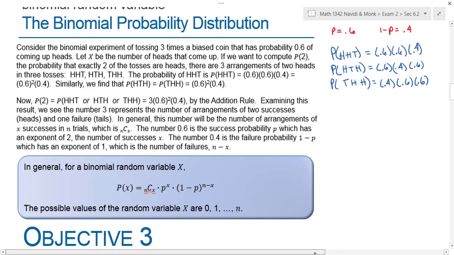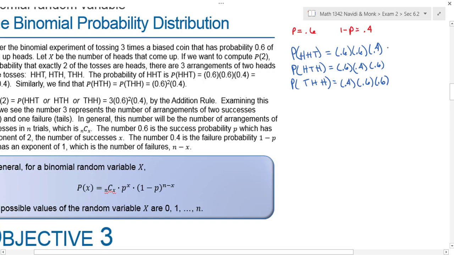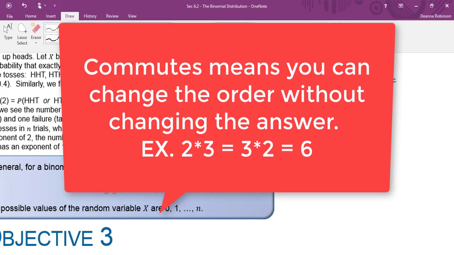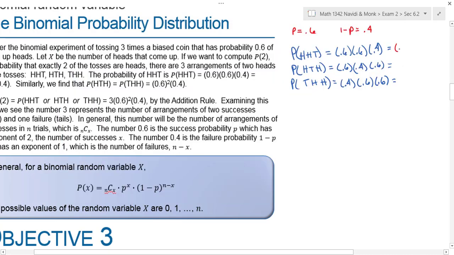Now if I looked at each one of these individually, knowing that multiplication commutes, I could say that this is 0.6 to the second power times 0.4 to the first. This is also 0.6 to the second power because I have 2 0.6's right here that I'm multiplying times a 0.4 to the first. And this is also a 0.6 to the second times a 0.4.